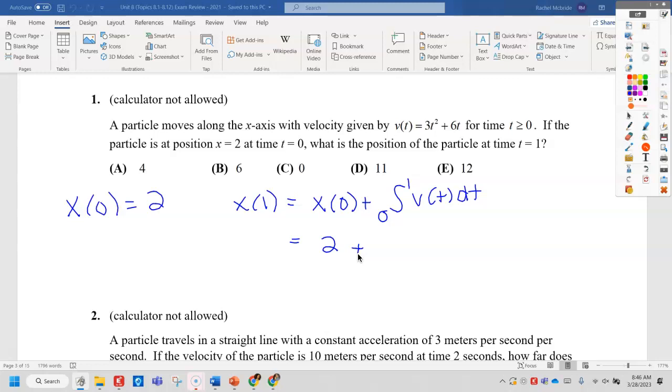So it would become 3t cubed over 3, which would be t cubed, plus 6t squared over 2, which would become 3t squared, evaluating from 1 to 0. And then you plug in 1, so you get 1 plus 3, which is 4, 2 plus 4 is 6, which is answer choice.